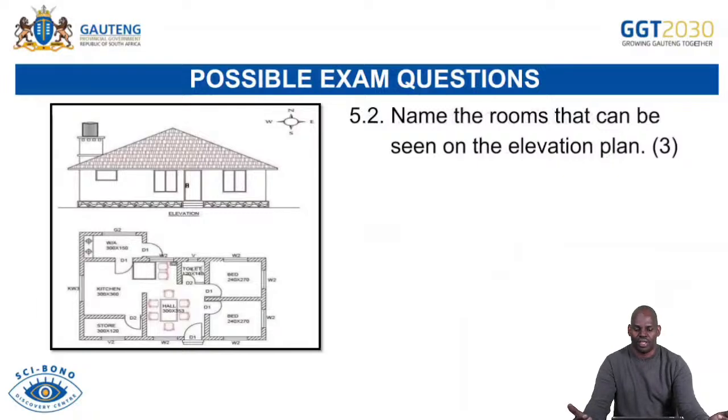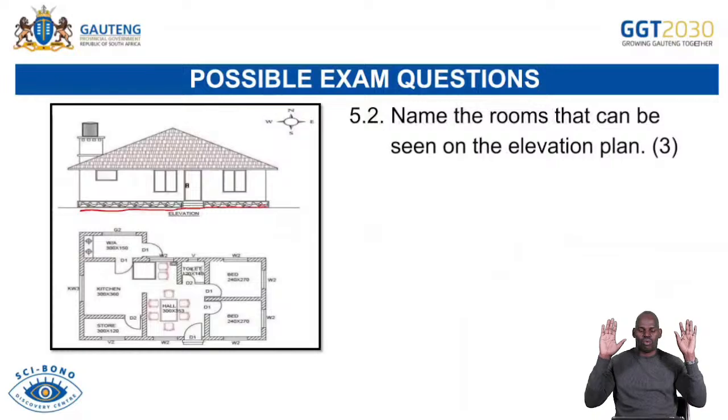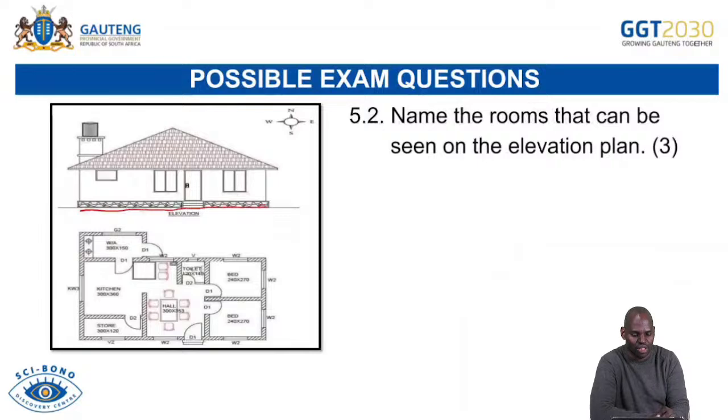The next question is, name the rooms that can be seen on the elevation plan. Now, which one is the elevation plan? So this is an elevation plan. The elevation plan is the side view. But when I look at this side, I can see 3 windows and a door. There are 3 windows and 1 door.